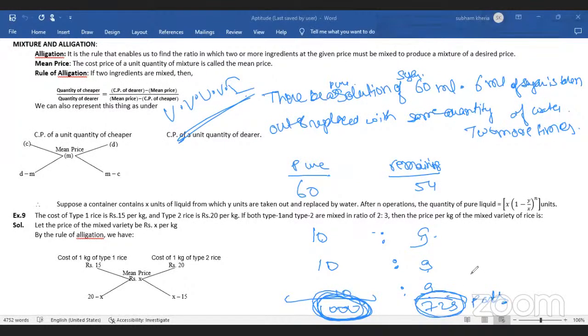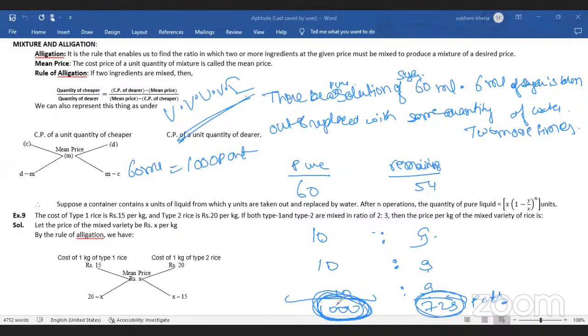Are you understanding this now? Yes or no? Quickly tell me fast. Others? Yes sir. 10:9, 10:9, 10:9. So total was 1000 and here total is 729. Now, how much was initially sugar? 60 ml. So I can write that 60 ml is basically equal to 1000 parts.